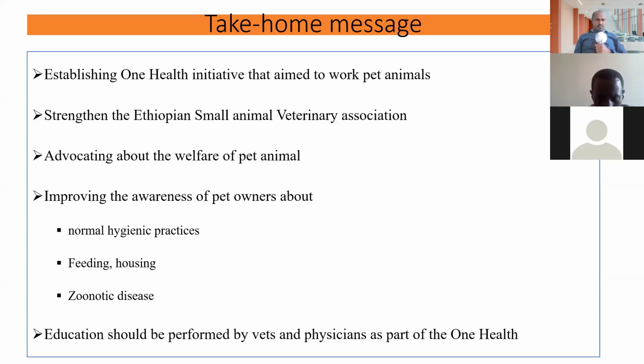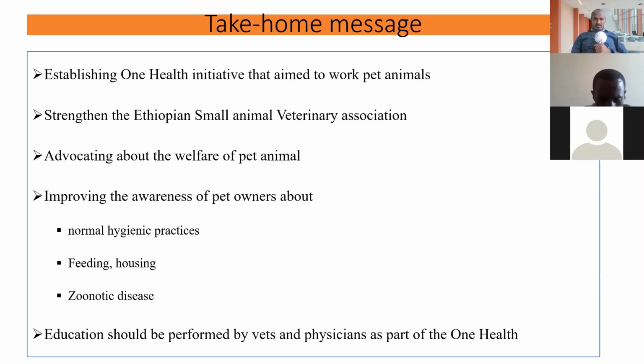And another one is we also need to improve the awareness of pet owners, because as I said before, pet owners' awareness about zoonotic diseases and the feeding practices they have is really very low. So we need to raise awareness about that. And finally, education is really very important, which has to be conducted by physicians, veterinarians, or any other One Health professionals.